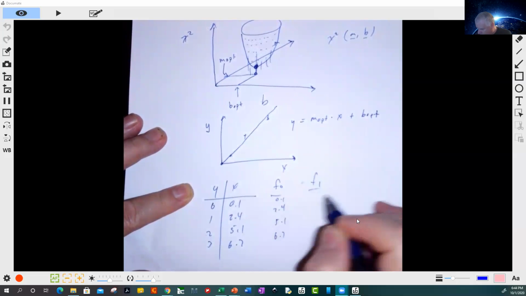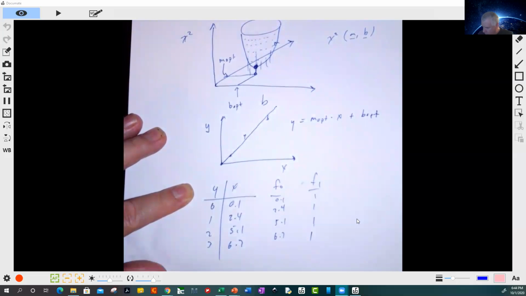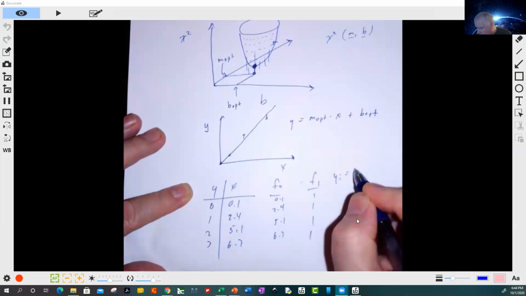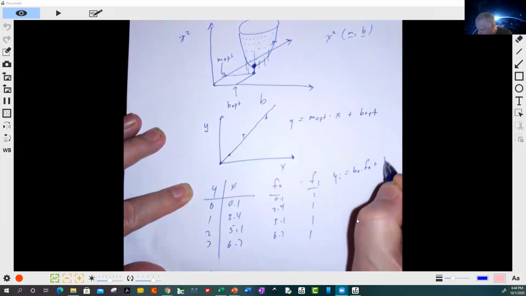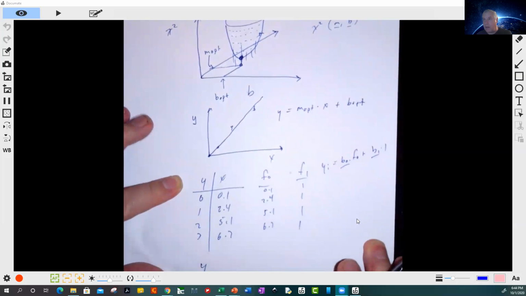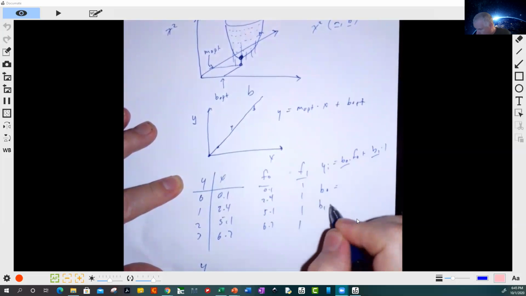And F1 is just the number 1. Then you'd have y sub I is equal to B0 times F0 plus B1 times 1, right? And B0 and B1 will be the parameters that you get out of the fit. And B0 will equal, and B1 will equal.